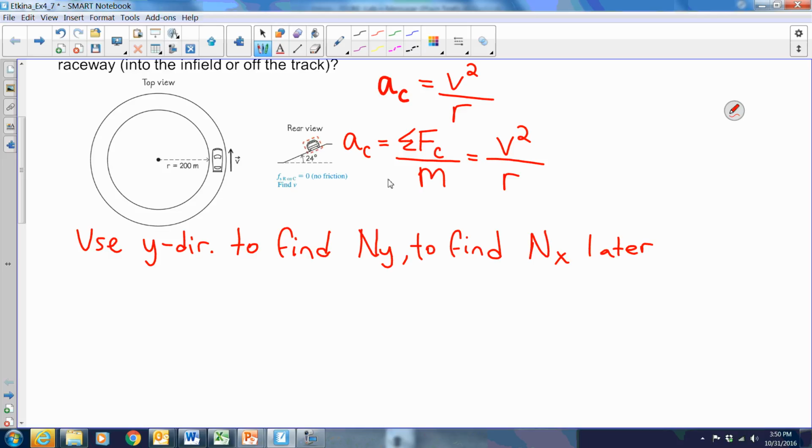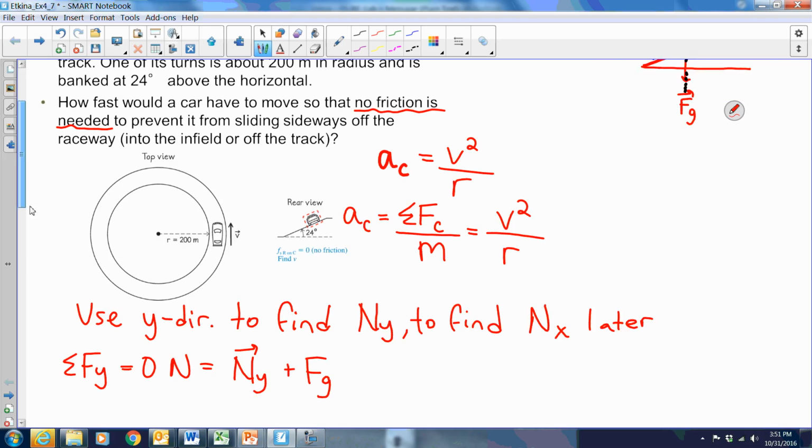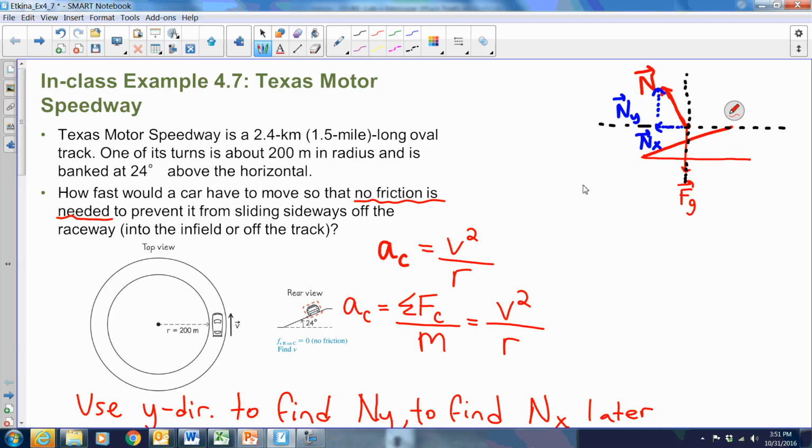So I know that from this situation, we're not trying to accelerate vertically. So in the perfect conditions here, the sum of the forces in the y direction would be 0, and that would be ny plus Fg. I'm sorry, I only know N, right? So then I need to solve for ny.